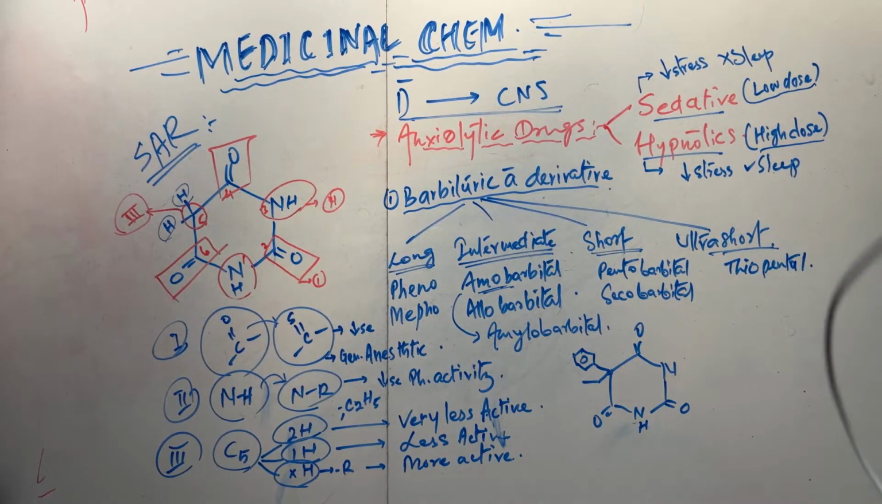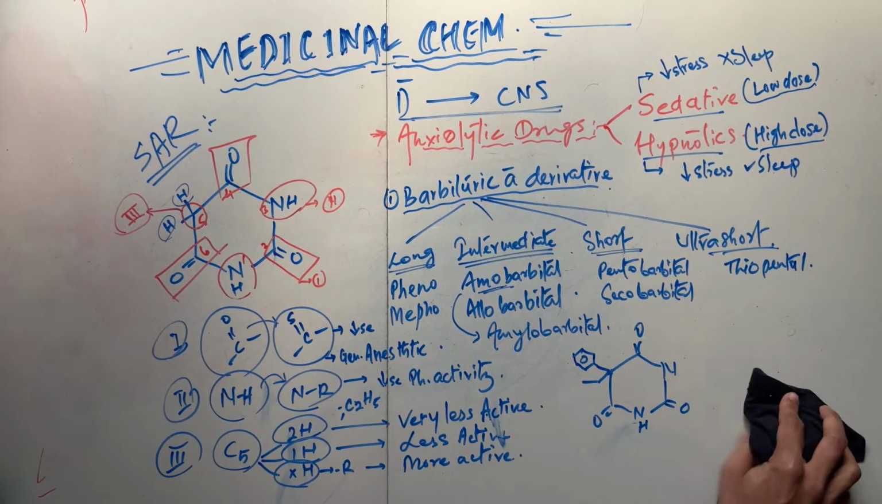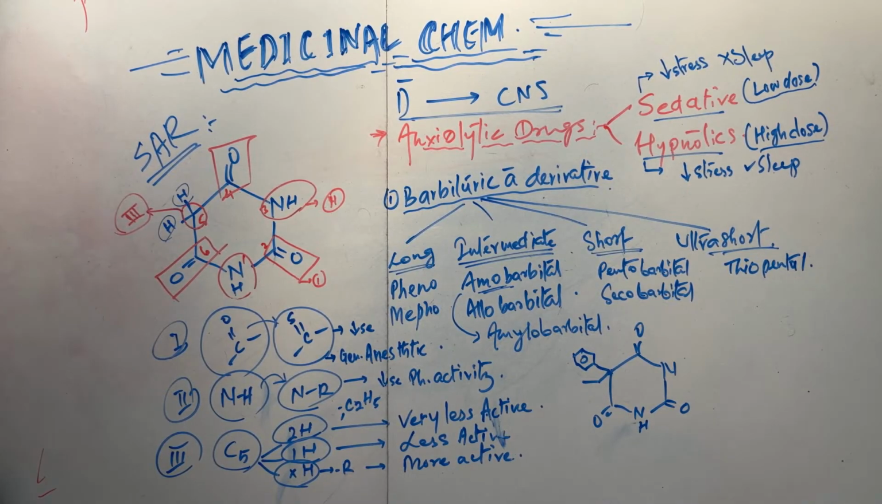Okay, one second please. Now we will see the individual structure. So first we will start from phenobarbital. Okay, already I told you about phenobarbital. This is phenobarbital only. This is the structure of phenobarbital. And also if we replace that hydrogen, or alkylation on nitrogen with CH3, then this is called mephobarbital.